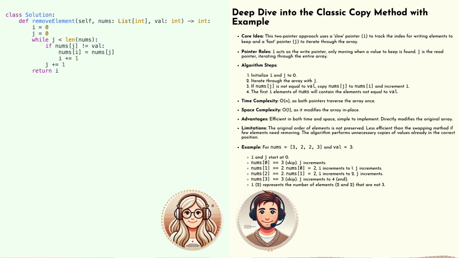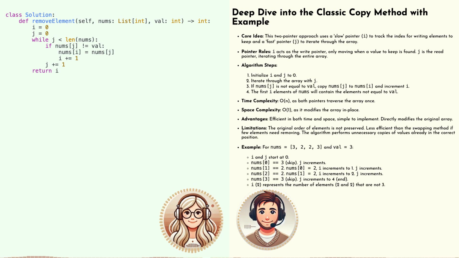Right, it's like J is sending a signal to I saying, hey, buddy, I found one, put it over here. Okay, let's actually walk through an example so we can really see this in action. Yeah. Let's say we have the array 1, 2, 3, 2, 4, and our mission is to remove all those 2s. Perfect example. Initially, both I and J are pointing at the very first element, which is 1. And since 1 is not our target value, we basically copy it onto itself. No change there.